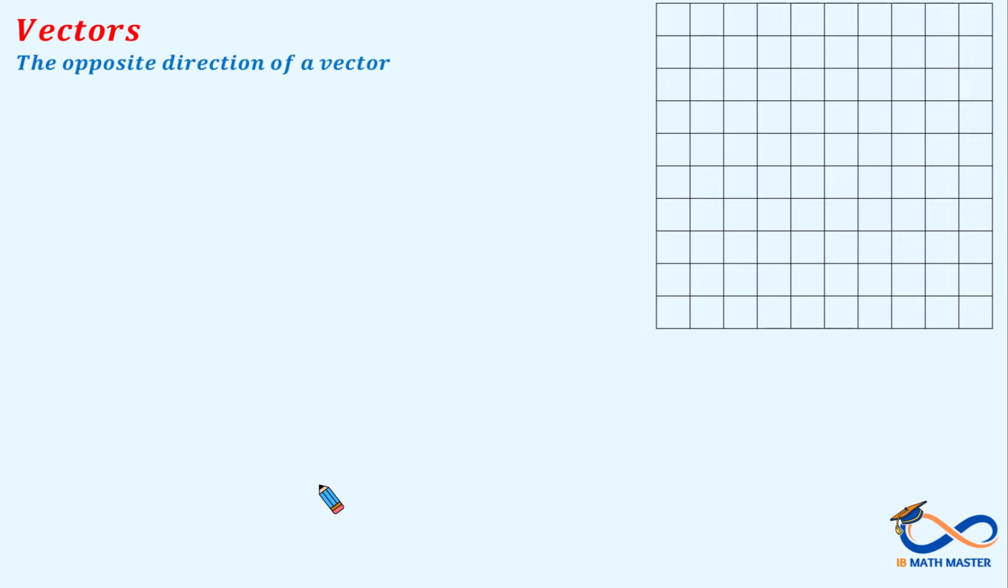Now here we'll move on to the next idea, which is the opposite direction of vectors. Let's assume that we have vector A, which is 3, negative 4. If you calculate the magnitude of this, which is under the square root 3 squared plus negative 4 squared, the magnitude would be 5. And now, if we illustrate this vector A here, it will be like this.